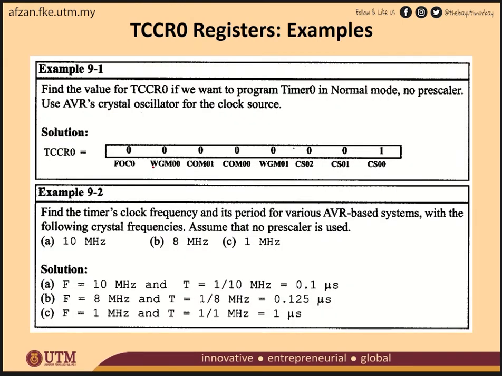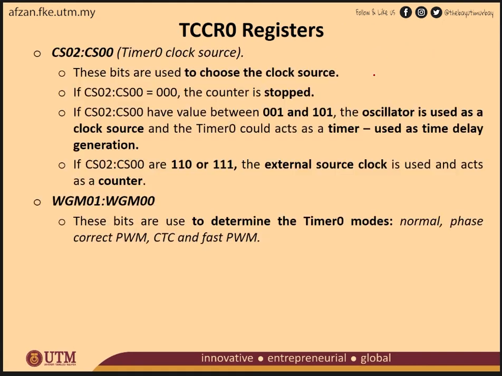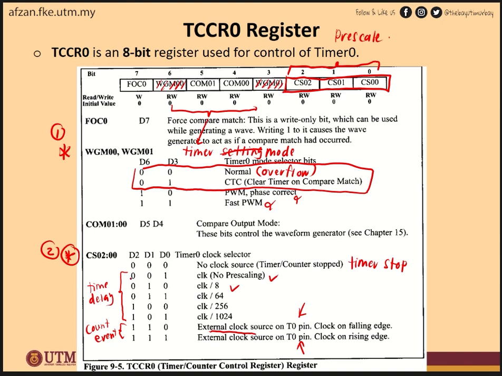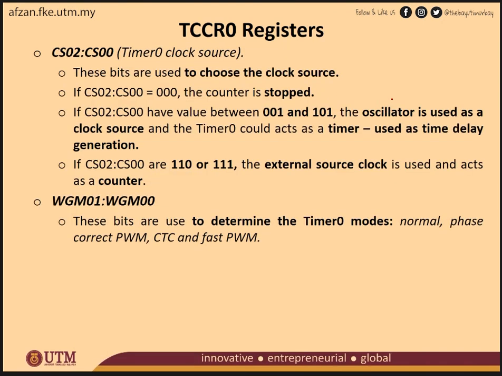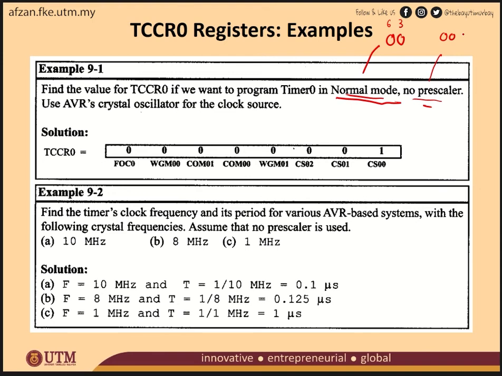Okay, let's look at the TCCR0 register examples. Find the value for TCCR0 if you're going to use timer 0 normal mode with no prescale. So what is normal mode? For normal mode, you need to put 00 to bit 6 and bit 3. What about no prescaler? Previously we already learned that for no prescale, you need to put the value 0, 0, 1. So you draw your TCCR0. So this is your TCCR0.